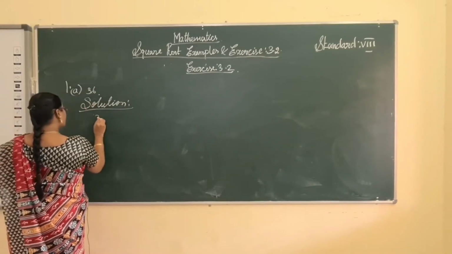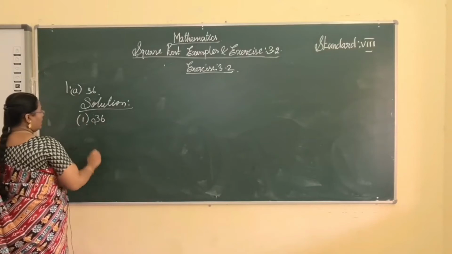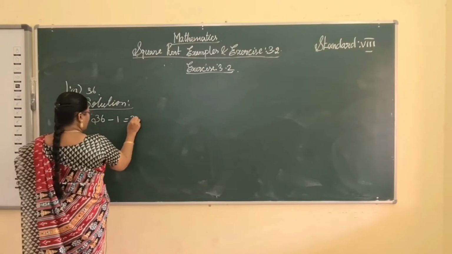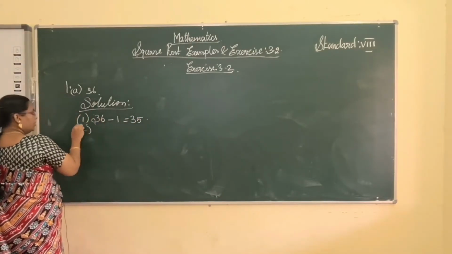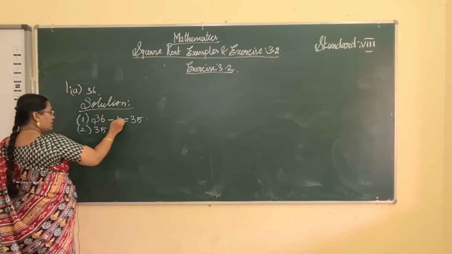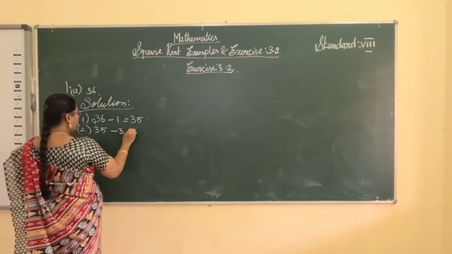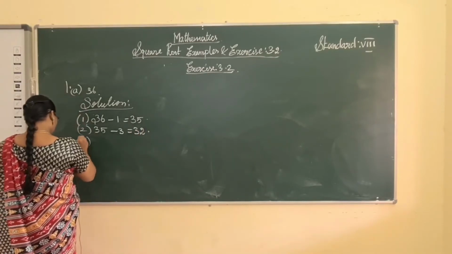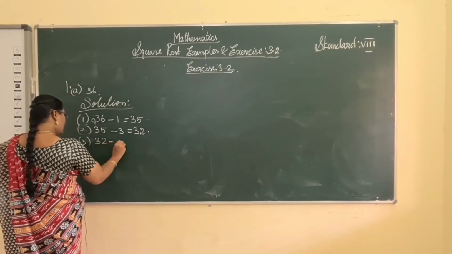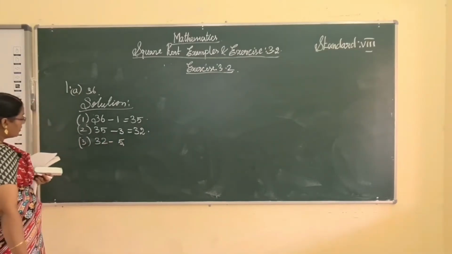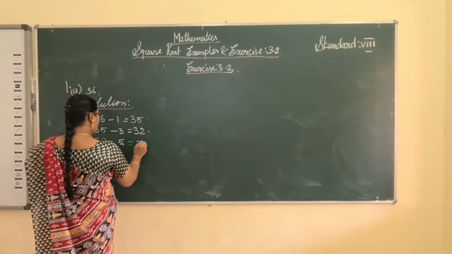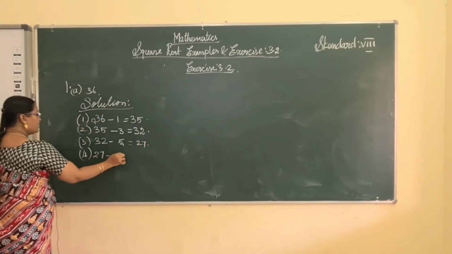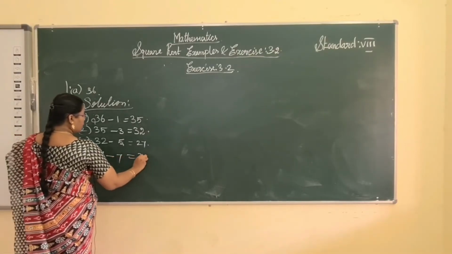So first number is 36. Okay. 36. First odd number is 1. Subtract, what we get? 35. And next write 35 minus the second odd number 3. 32. So 32 minus the third odd number 5. 32 minus 5, 27. So the fourth odd number: 27 minus 7 is equal to 20.